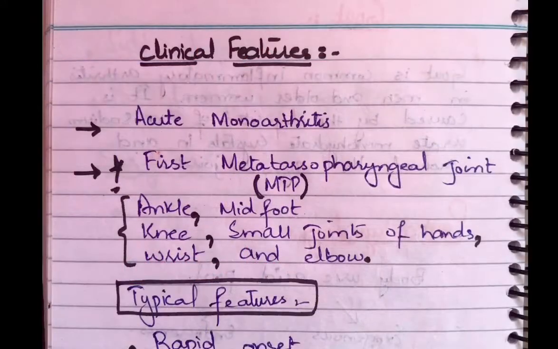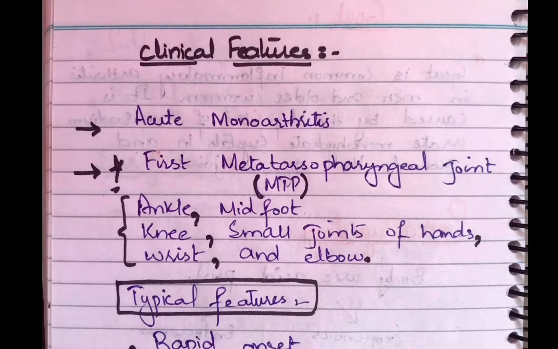Before starting the clinical features of gout, we have to remember one thing: gout mostly involves only one joint at the start of its journey. When it involves only one joint, it is referred to as an inflammatory reaction of a single joint, that is monoarthritis. So in clinical features, in case of gout there is involvement of only one joint, which is referred to as monoarthritis.